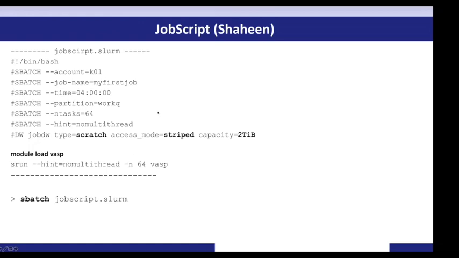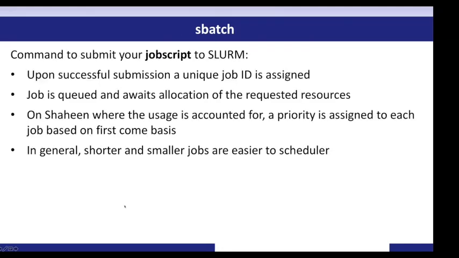For this script to be submitted to Slurm, you need a command called sbatch and then your script name. So let's have a look at what sbatch does. Upon successful submission, it gives you a job ID. And then that job is queued and waits for the allocation of the resources that were requested in the job script.